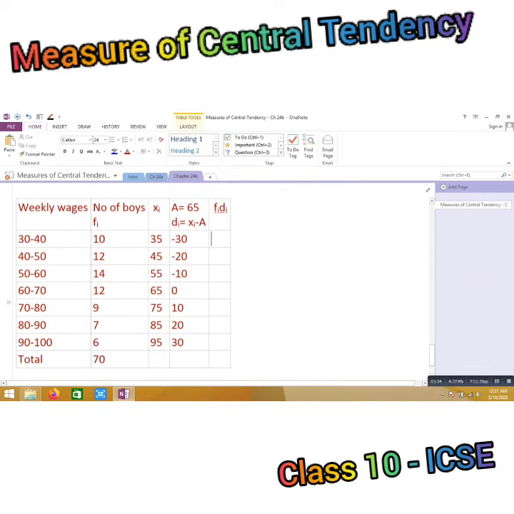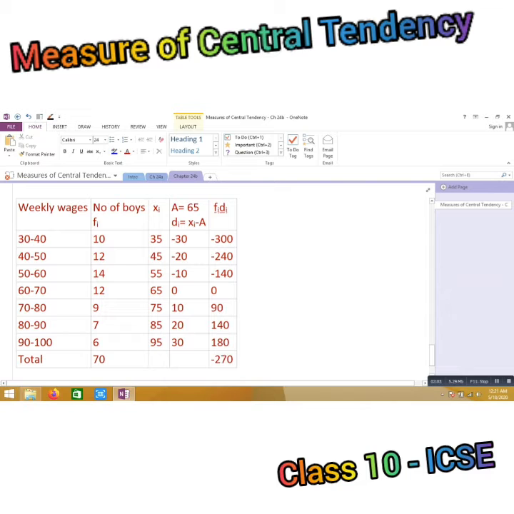Minus 30 into 10, minus 300. 12 into minus 20 is minus 240. 14 into minus 10 is minus 140. Next it's 0 into 12 is 0. 9 into 10 is 90. 7 into 20 is 140. 6 into 30 is 180. We need to find the total for this column.